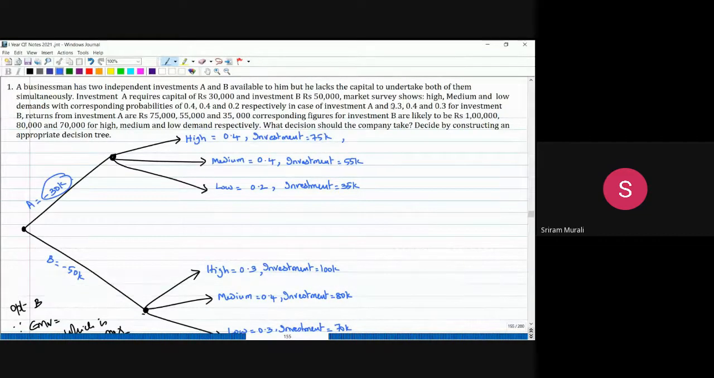So what is the investment for the first case? It is 0.4 into 75 minus 30. Am I right? Second case, EMV is equal to 0.4 into 75 minus 55k. What about this case? 35 minus 30k.